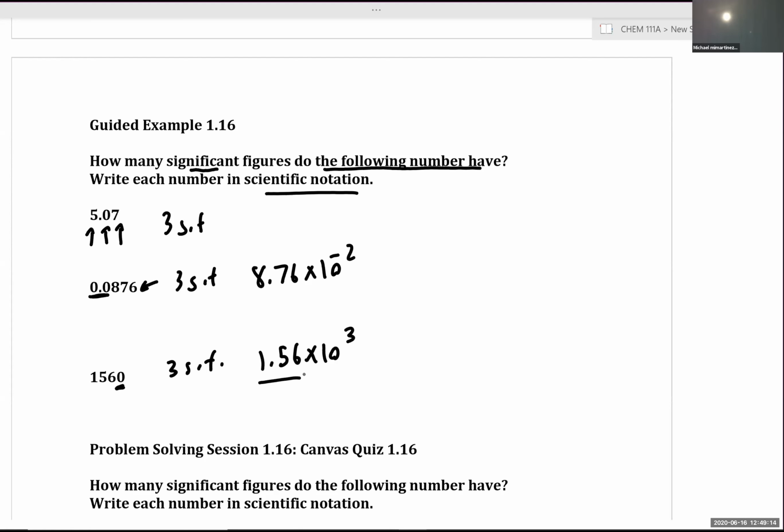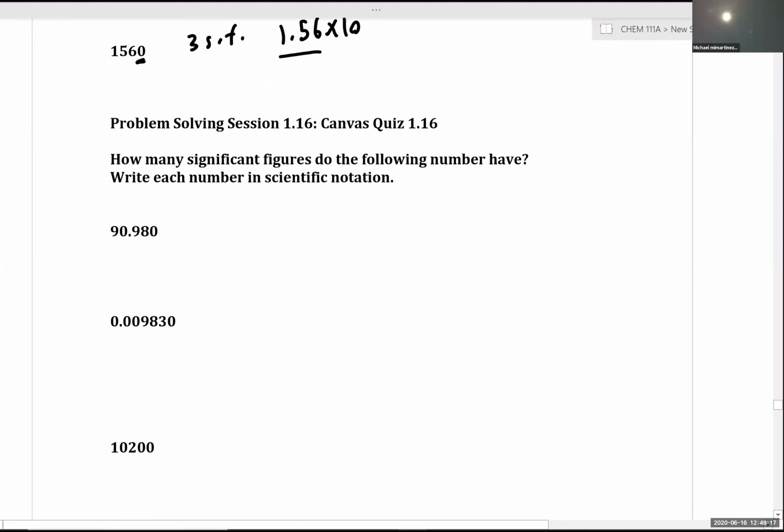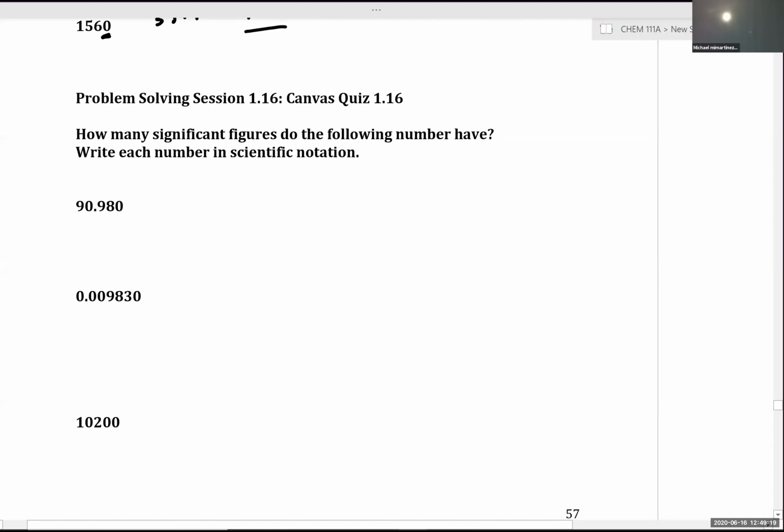Okay, so now that we've done an example, let's open up Canvas quiz 1.16 and try to work on the following 3 examples in our note set. Indicate the number of significant figures for each of our measurements, and write each number in scientific notation. Let's take a moment. You're more than welcome to submit your responses via Canvas or via the chat function, and we'll discuss in about 3 minutes.